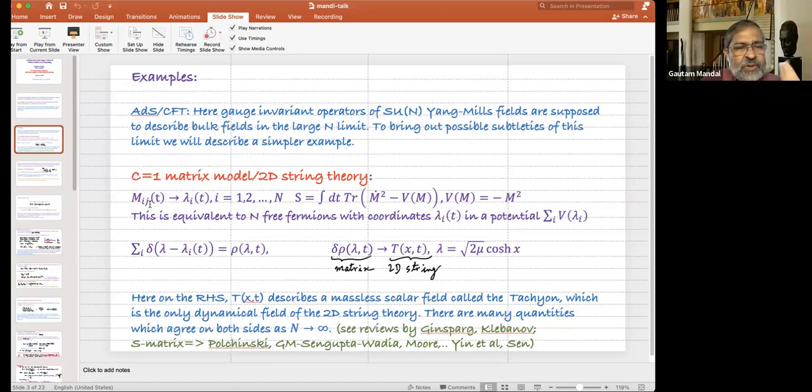So the matrix model in its singlet sector is equivalent to n free fermions with coordinates lambda_i of t, and they are in a potential. So it's a free non-interacting fermion system. The full Hamiltonian is the sum of single particle Hamiltonians, and the potential is the same as minus lambda squared, whatever the potential is. Many of the remarks that I make do not require this particular potential or the c equal to 1 matrix model per se, but apply to any matrix quantum mechanics of this sort.